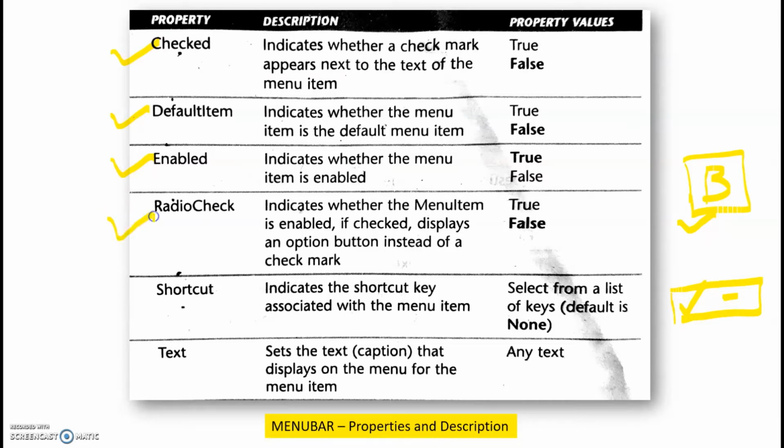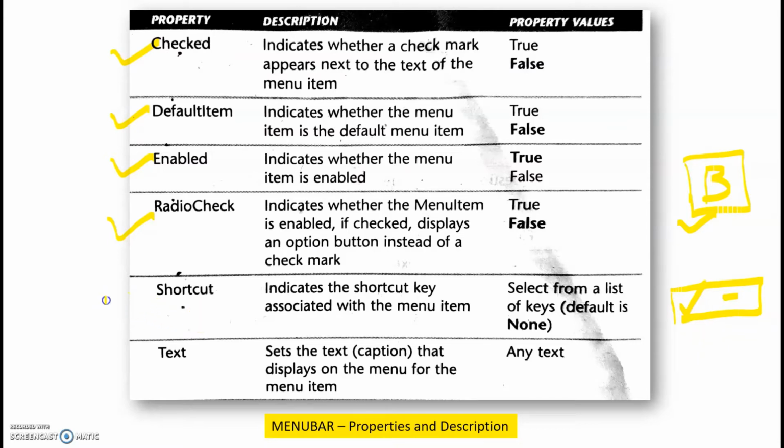Then you have Radio Check. Radio check indicates whether the menu item is checked; if it is checked, it displays an option button instead of the check mark. Like we have a radio button, right? If you want to keep it checked, then keep it enabled.